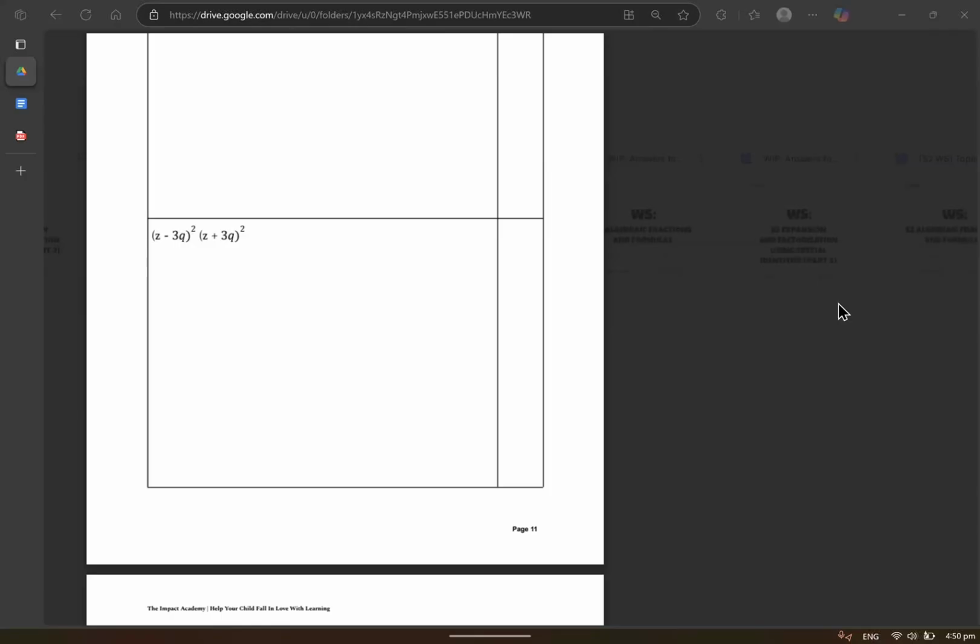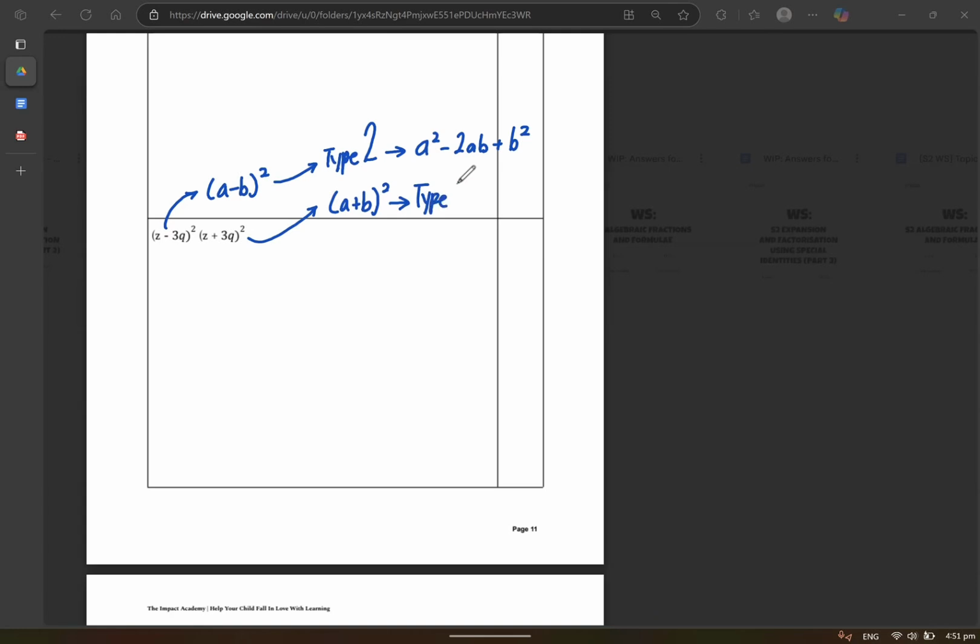Now, in this next question, as you can see over here, the question says z minus 3q. I will just go straight into identifying what this is. Isn't this a minus b squared? A minus b squared is type 2. What is it that I'm trying to achieve? I'm trying to achieve a squared minus 2ab plus b squared. Next one, this one is a plus b squared, type 1. I apologize, type 1. I'm trying to achieve a squared plus 2ab plus b squared. Can you understand?